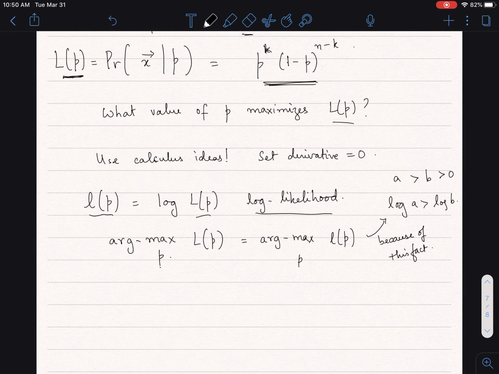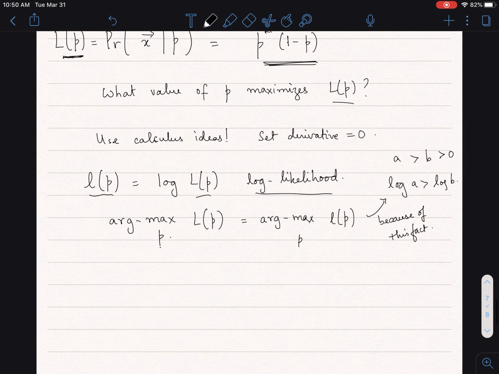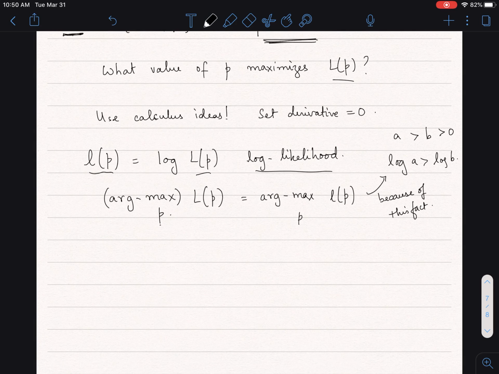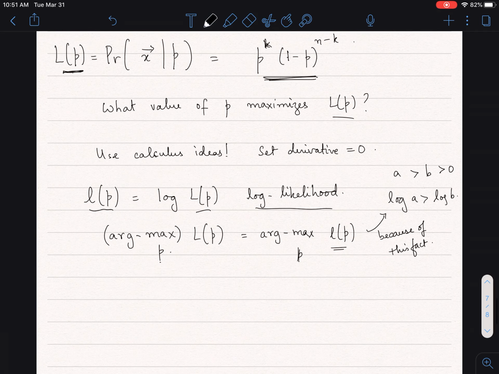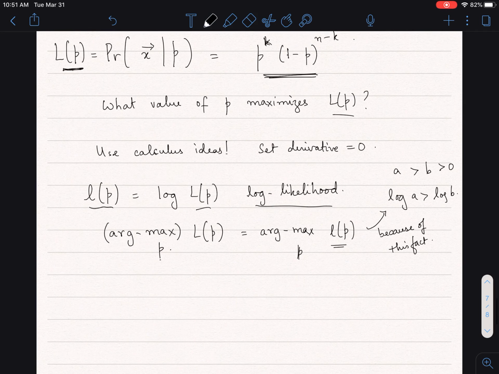Okay, so this is what I'm saying. If you haven't seen the word argmax before, I would suggest that you look this up. All right. So this is what we're going to maximize. We're going to find the p that maximizes this L of p, and we are going to do this by setting the derivative equal to 0.